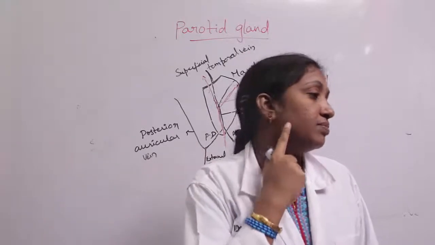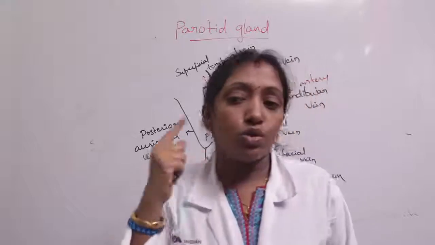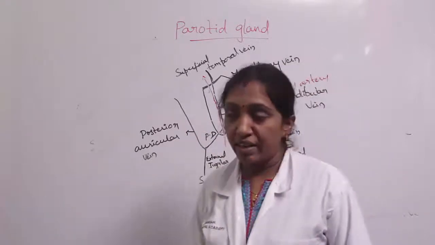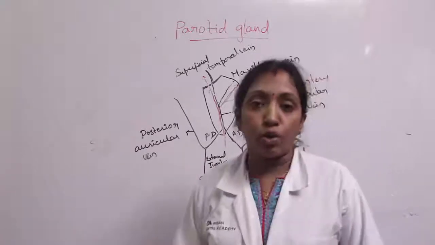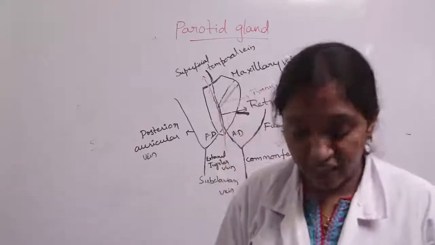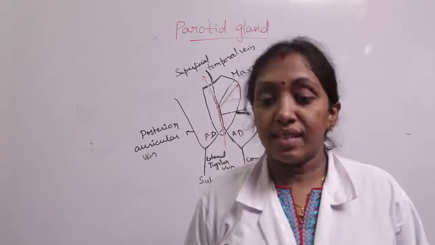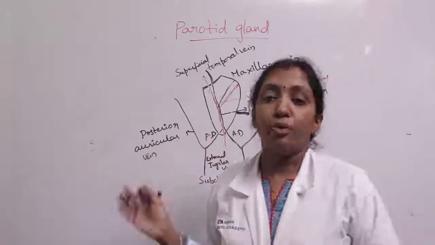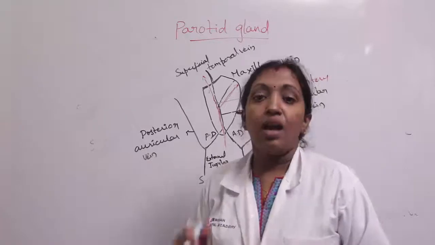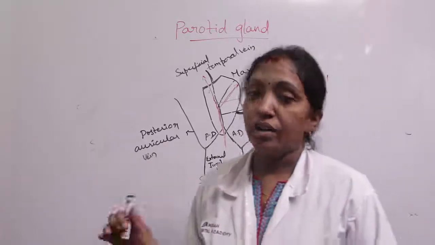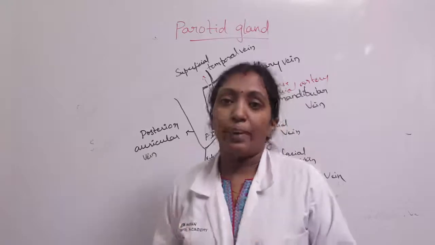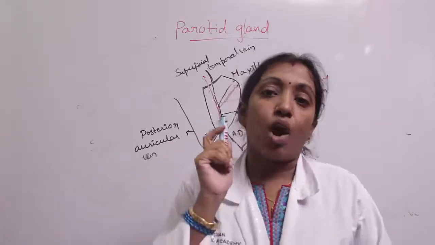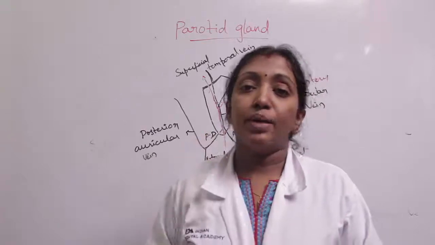See, this is the masseter muscle. So the parotid duct, after reaching the anterior border of masseter, pierces the buccopharyngeal fascia, which covers the buccinator muscle, and it also pierces the buccinator muscle. It opens into the oral cavity opposite the crown of the upper second molar tooth.